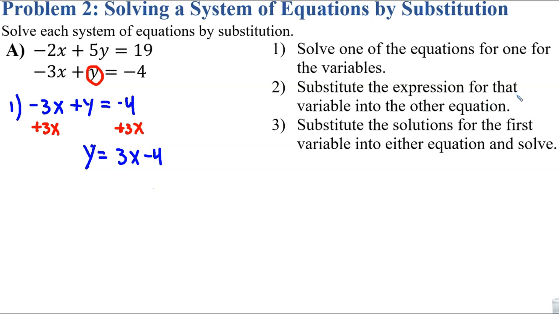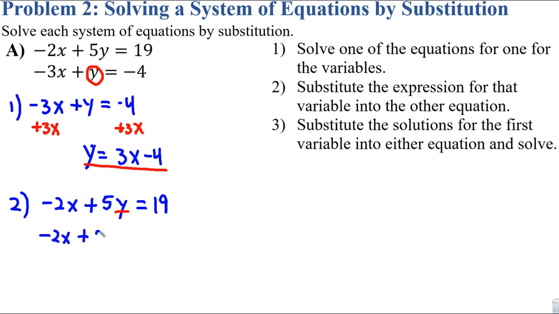Step 2 then is going to be to substitute the expression for that variable into the other equation. So for step 2, I'm going to take my first equation, the one that I didn't solve for y with, negative 2x plus 5y equals 19. And then what I want to do is substitute this y expression in for the y here. So I could rewrite that as negative 2x plus 5 times, instead of y, we'll say 3x minus 4, is equal to 19.